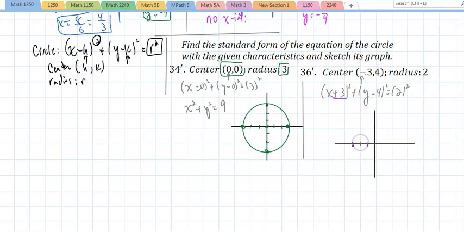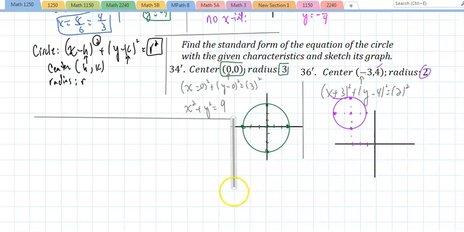Switch 1, 2, 3 to the left, 4 up, move 2 units in all directions. So 1, 2, 1, 2, 1, 2, and 1, 2. And if I fit those, there's that circle. And that's pretty much what we have as far as graphing or matching.